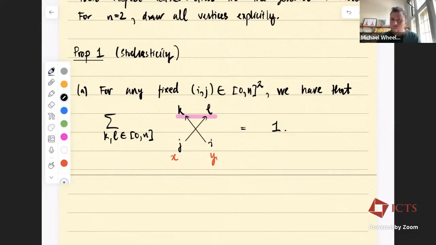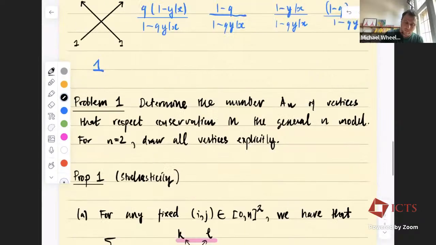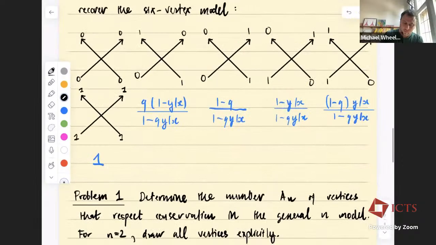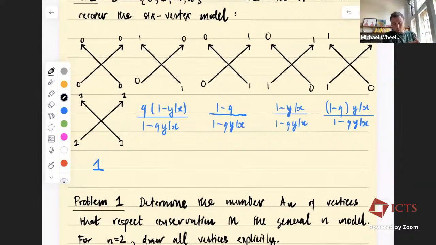Can I ask a question? Yes. When you gave the example of the 6-vertex model, so this is apparently the stochastic 6-vertex model. Is it the most general one or a special case of the 6-vertex model? Yeah, this should be the most general version of the stochastic 6-vertex model.